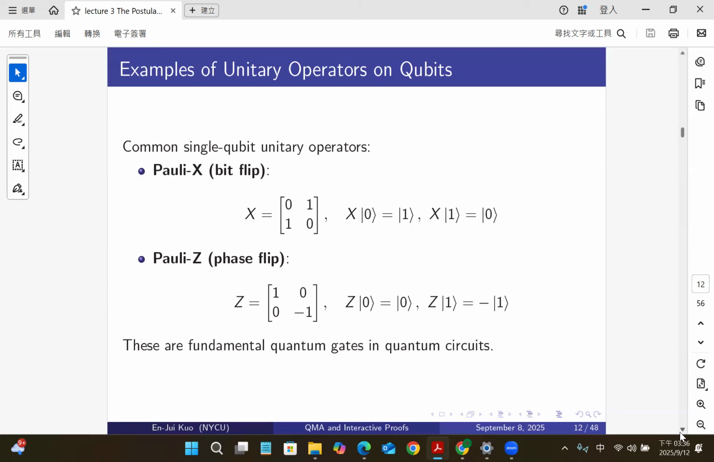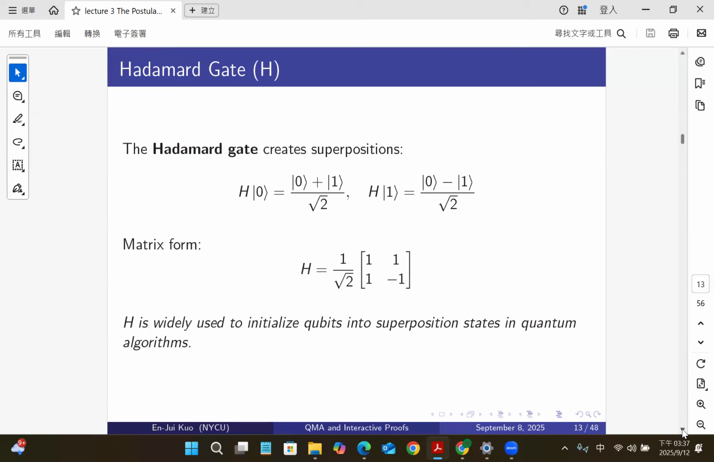So basically, you just need to remember X is a bit flip, and Z is a phase flip, and you can remember Y. So this is somehow like a different notation, but exactly the same thing.